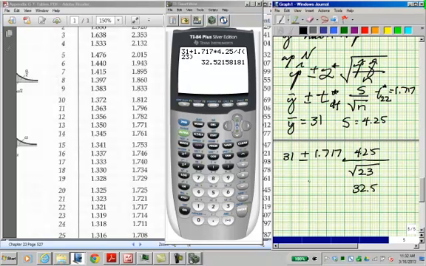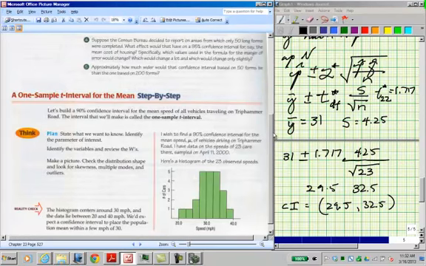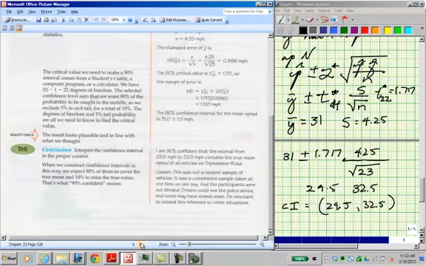Then I'll do second enter to get the other command up, arrow over, minus, enter, and let's call that 29.5. So the confidence interval equals 29.5 comma 32.5. Now let's take a look at the book and see what they ended up with here. They got the same thing, 32.5 and 29.5.